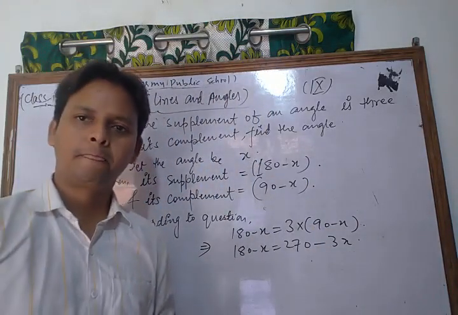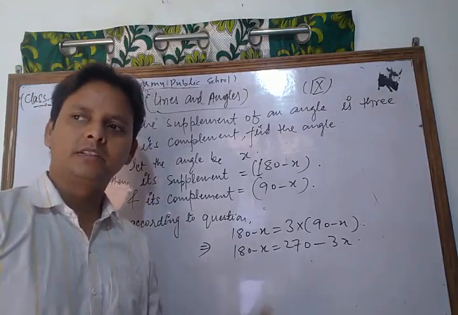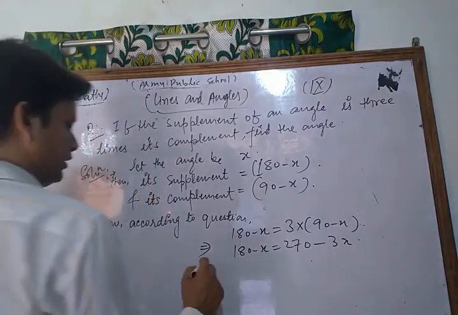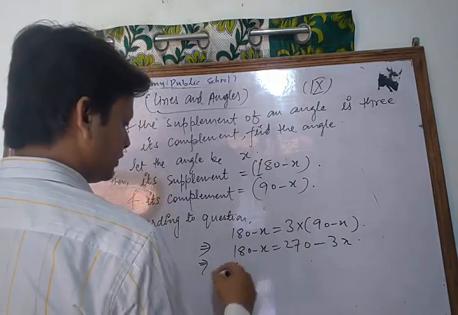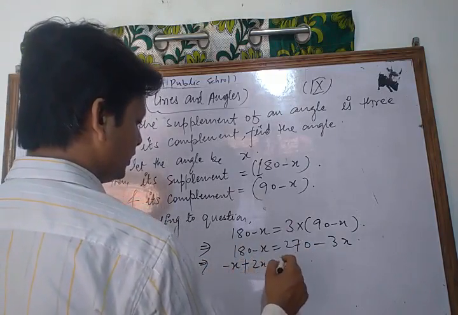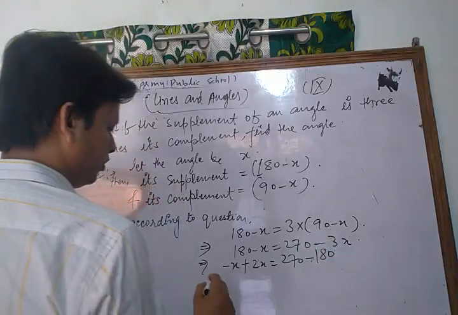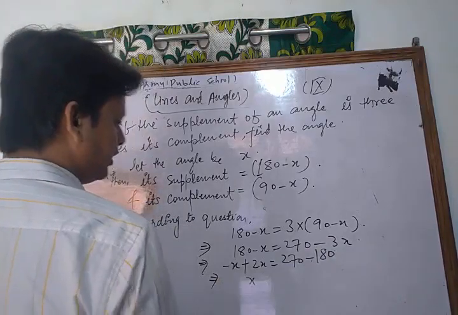Now we simplify them, meaning separating the variables and constants. Minus x is there, and minus 3x is transferred to that side. This is 2x. This is 270 minus 180. Now this is 2x minus 1x, so 1x is left now.